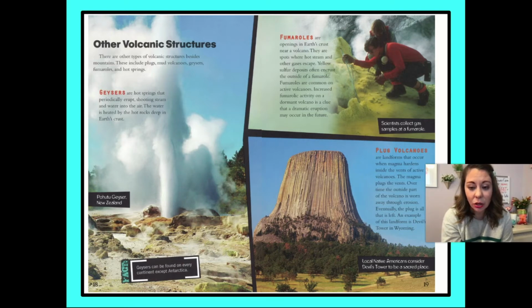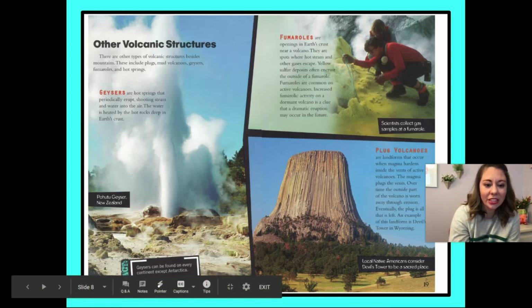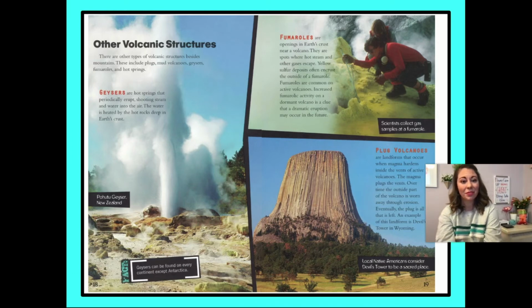Eventually, the plug is all that is left. An example of this landform is Devil's Tower in Wyoming. And it also tells us that local Native Americans consider Devil's Tower to be a sacred place. So imagine this is actually just like the inside of the volcano, the conduit where it all got plugged up, and the rest of the volcano has actually eroded away. And we do have this fact from geysers that I didn't read yet. It says geysers can be found on every continent except Antarctica. So they can be found everywhere. And like I said, including in North America, in the United States even.